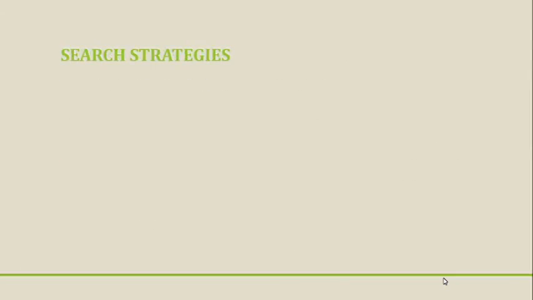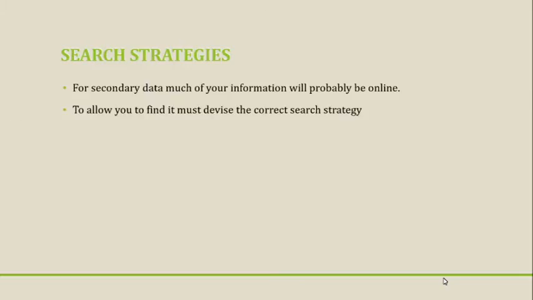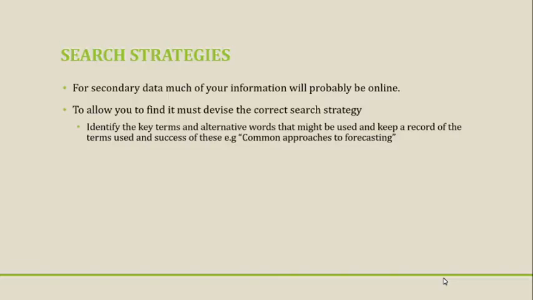Search strategies. For secondary data, much of the information will probably be online. To search for information online, it's important that you devise the correct search strategy. The words which you choose to look for information can significantly impact the results that you get. For each information need, it's important that you identify the key terms and alternative words that might be used.